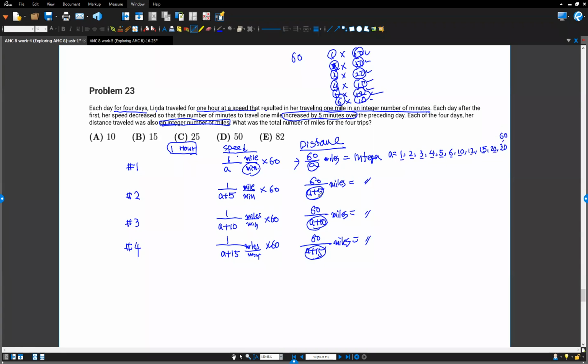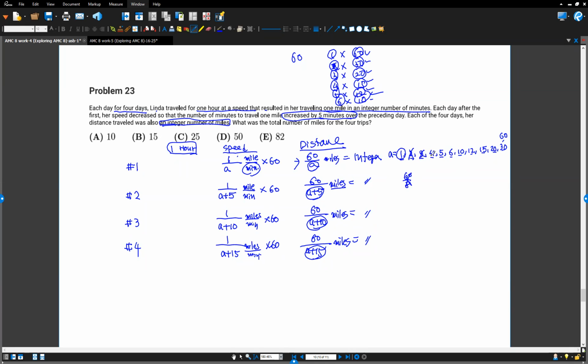That's fine. The next one also has to be a factor of 60. Okay, a is 5 plus 1, what is that? 6. 6 is okay, right? 6 is a factor of 60. What about over here? Put 2 over here, a plus 2 is what? 7 is not a factor of 60, okay? What about 3? Add 3 over here. 60 over 8 is working? No.